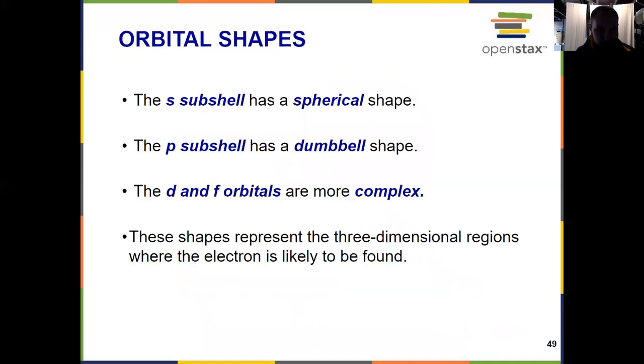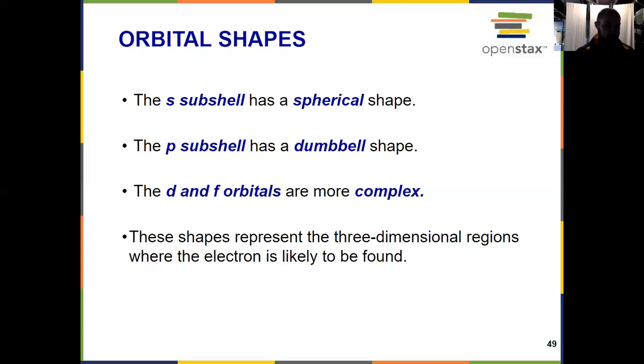What are these specific shapes? Once I know the L value, if something is an S orbital, meaning it has an L value of 0, we just saw a couple of those. Those are spherical, a nice sphere. If something is a P subshell, it has an L value of 1, and those have a dumbbell shape. D and F orbitals, as we'll see on the next slide, get a little more complex. But you should know that S is spherical, P is dumbbell.